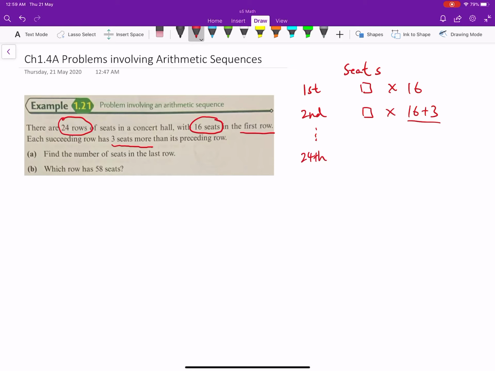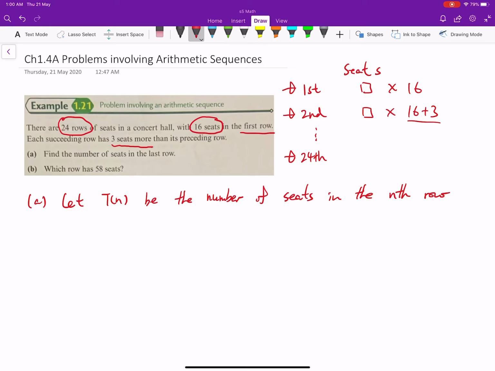rows, right? So now, first of all, we need to find the number of seats in the first and in the last row. Then this is the first, the T1, and this is the T2, and this is the Tn. So we can let Tn be the number of seats in the nth row. So now, what is the first term? The first term means T1, right? So A is equal to T1.